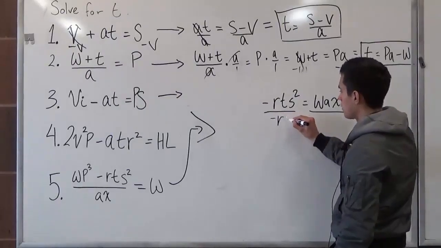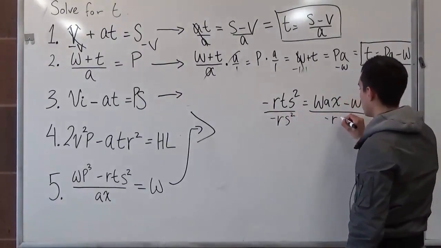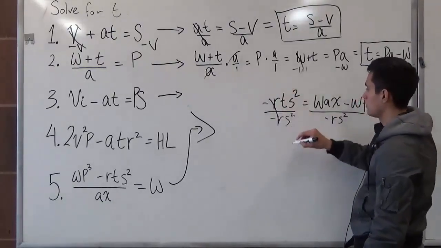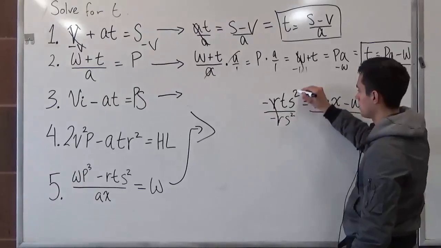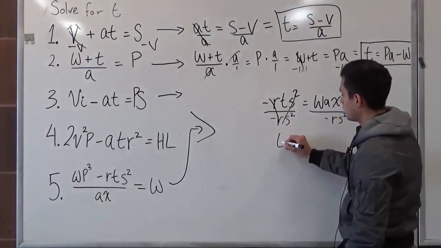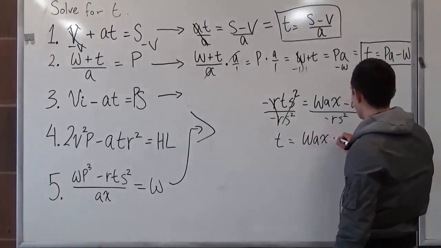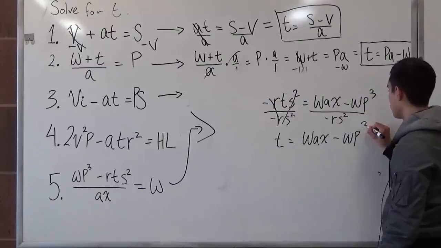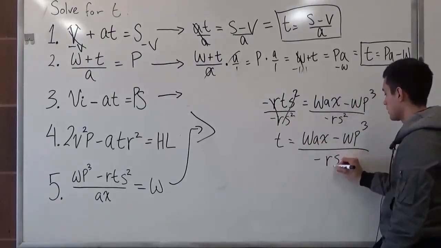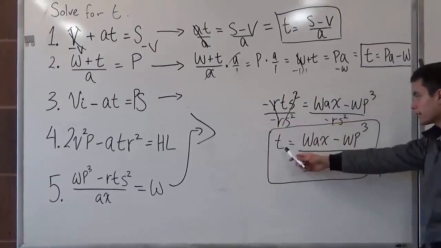So negative r times s squared, negative r times s squared. Negative r and negative r cancel out, s squared and s squared cancel out, and this moves over, and t is then just equal to wax minus wp to the third all over negative r times s squared. And that is how we get t.